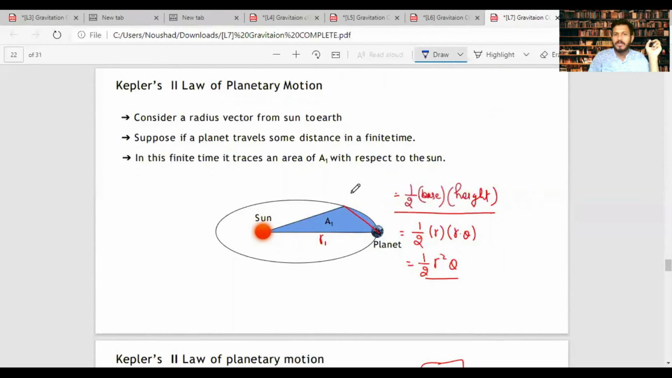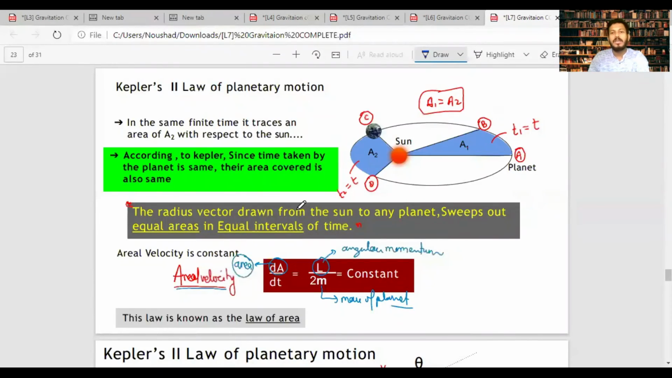Consider a radius vector from the sun to the earth. This is the earth, and this is the radius vector. Suppose a planet travels some distance in a finite time. In the finite time t, it traces the area A1 with respect to the sun. In the next equal time, it covers area A2. The times are equal, so the areas must be equal.